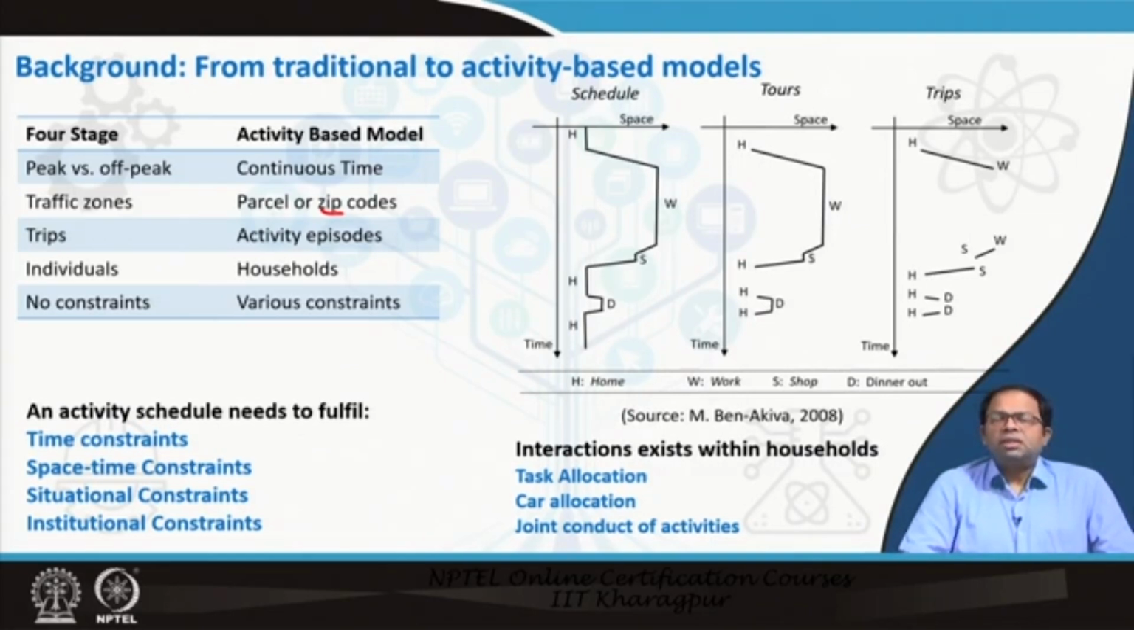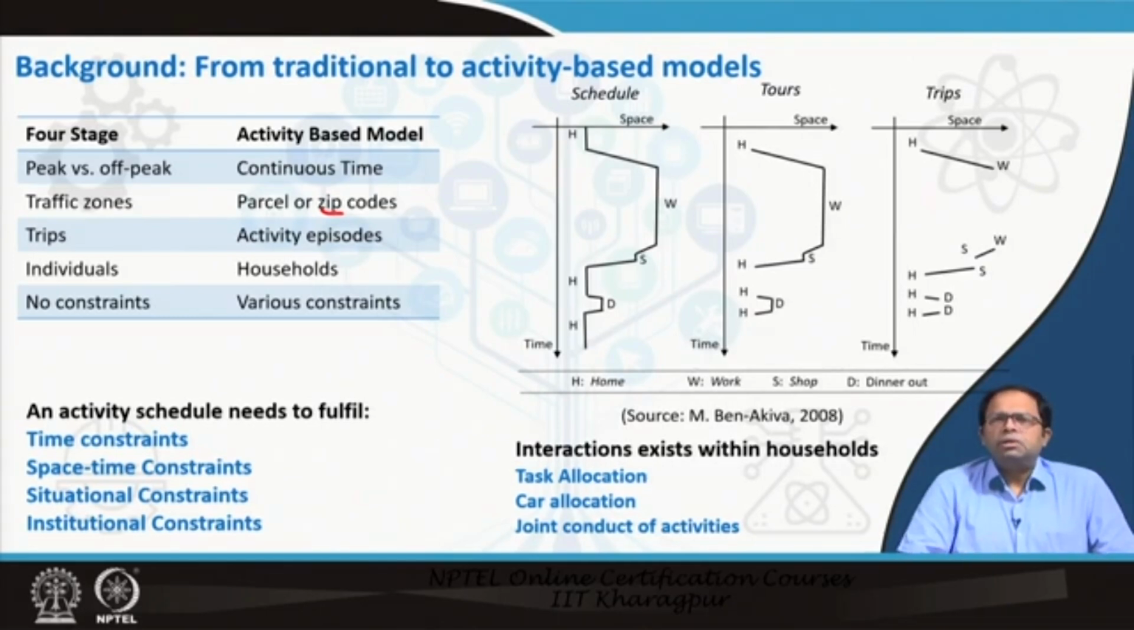Then space-time constraints: certain activities in certain locations are not possible at certain time periods. Situational constraints: one person cannot be at two places at the same time. So if you are already somewhere, then the next decision will happen once that particular activity is over. Then institutional constraints, that means certain capabilities, laws, all these things do play a role in my decision making process.